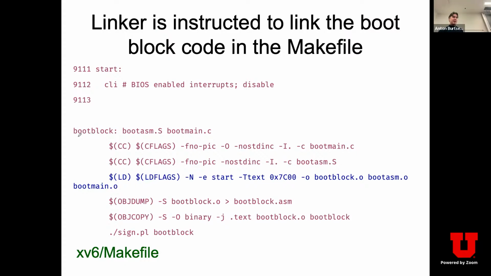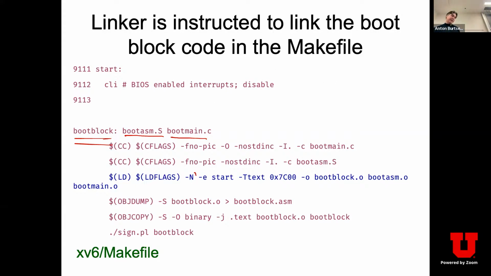So essentially, when you build this boot block with the makefile, it's built out of two source files. One is an assembly file, bootasm.S. This is the one we were looking at. And one is a C file, bootmain.c. It's easier to program in C than in assembly, so we're going to do as much work as possible in C, using assembly just for tiny initialization sequences.